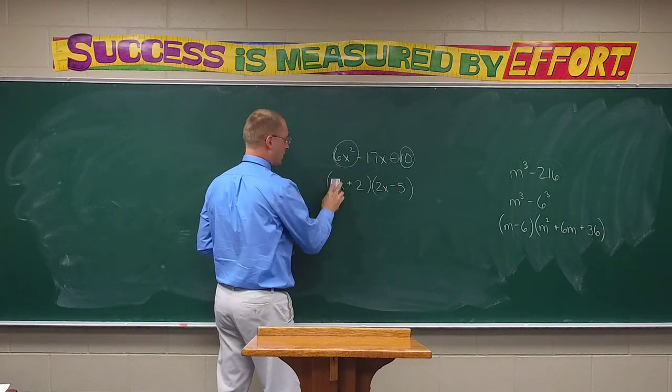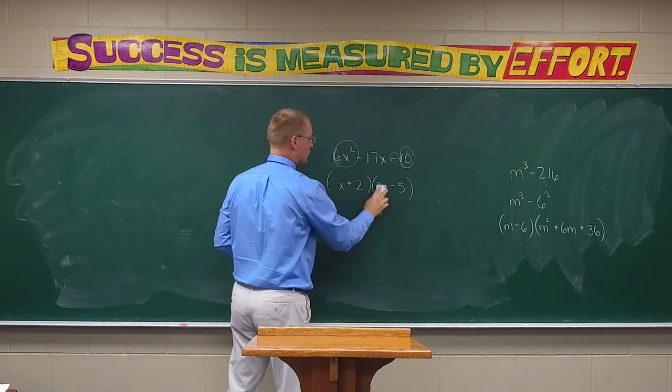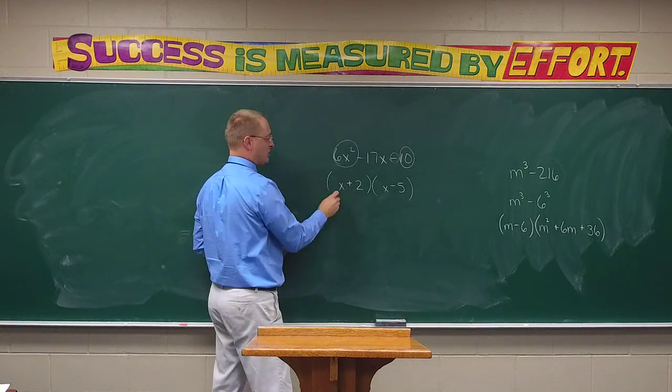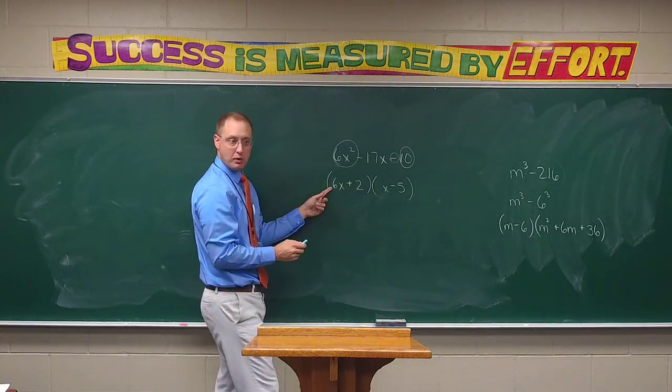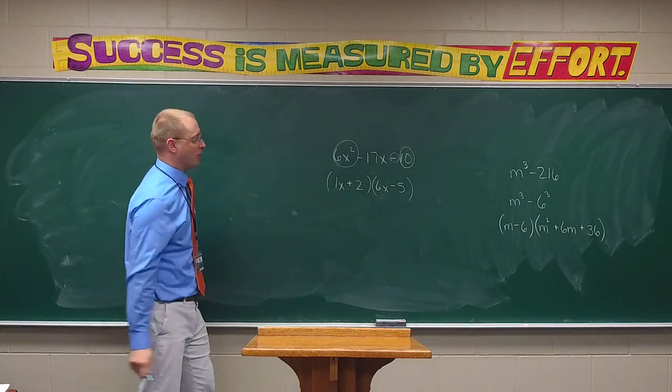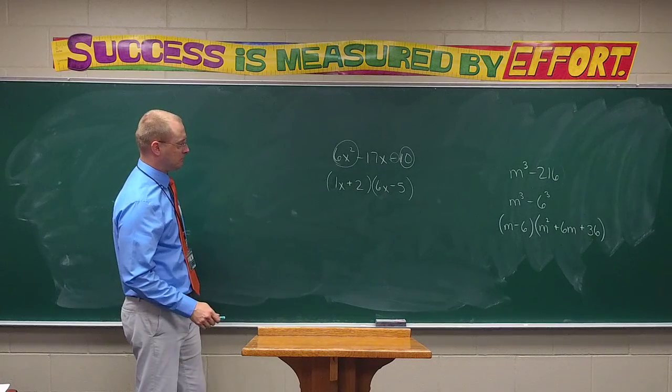Well then, let's try 6 and 1. Because I can't flip the 3 and the 2, right? So let's try 6 and, well, I can't put 6 with 2 though, can I? Let's try 6 here and 1 here. Now let's try outer inner. Does that work?